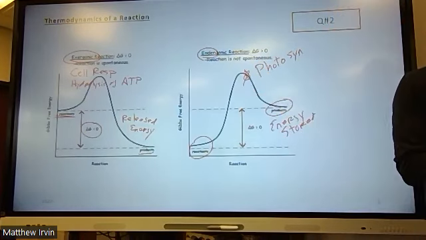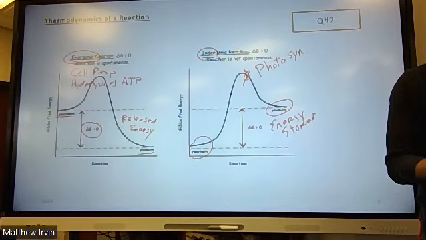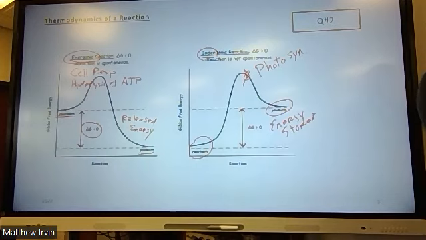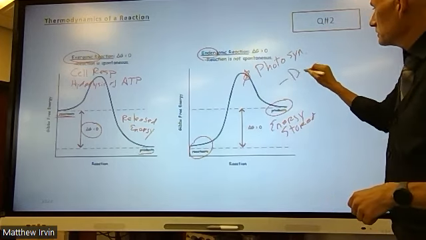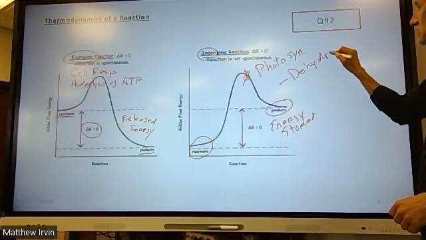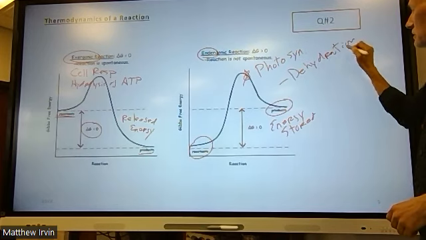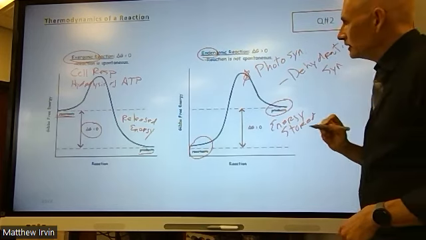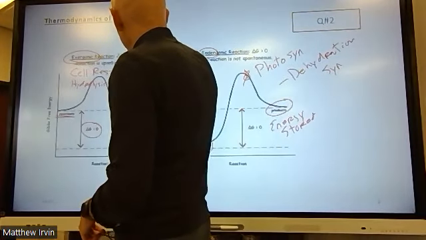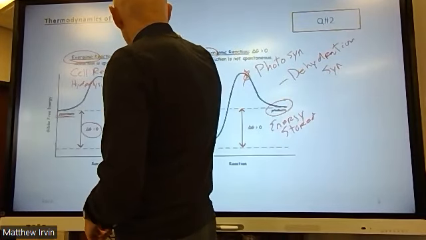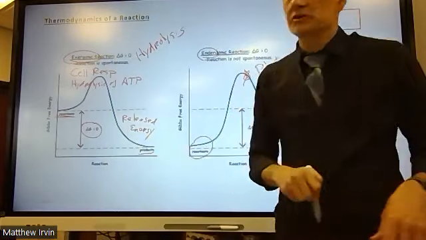Other ones are anytime you're building anything, if you are building a protein, if you are building starch, if you are building glycogen, you are storing energy. So those are all going to be endergonic reactions. So any kind of dehydration synthesis is going to be storing energy. Any kind of hydrolysis is going to be releasing energy.